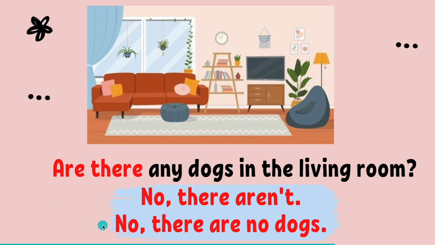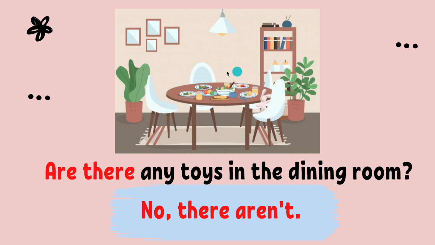Okay, so another way for you to answer is also no, there are no dogs. So, this is also acceptable. No, there aren't. And no, there are no dogs. No, there are not is also acceptable because aren't is the short form or the simplified form for are not.